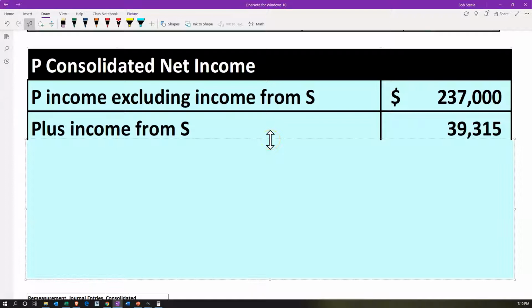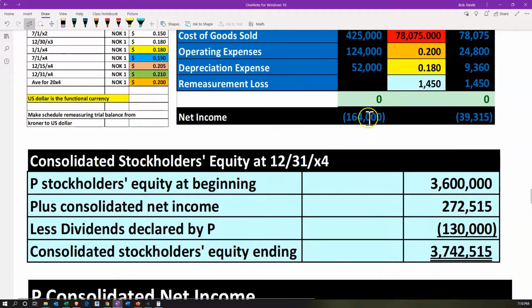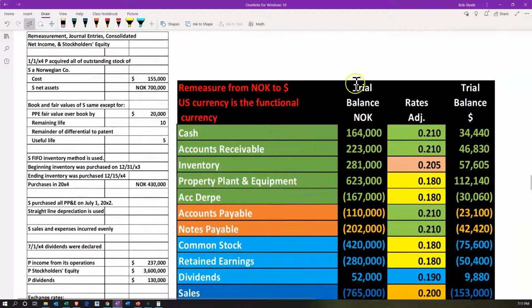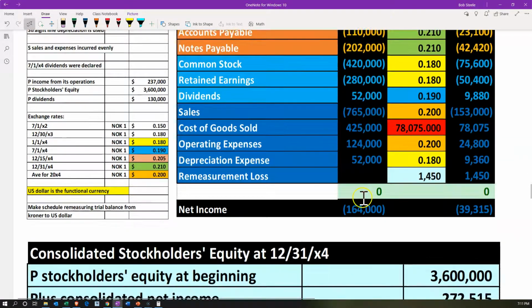Then we're going to add to it the income from S. Now the income from S was in foreign currency, as we could see here. This is the trial balance. This is what it was in foreign currency. We then remeasured it to the dollar, which is now the 39,315.